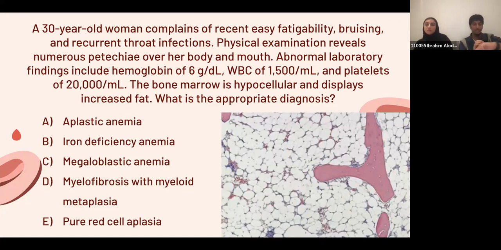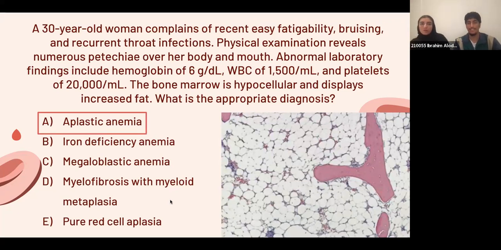Nora, mashallah, answered before you even wrote it. I think you knew from the picture. Again, if they literally just show you this picture and they're like, what is this? You guys can answer this immediately. It's very, very straightforward. And all of you guys have said A, which is correct. It's aplastic anemia.